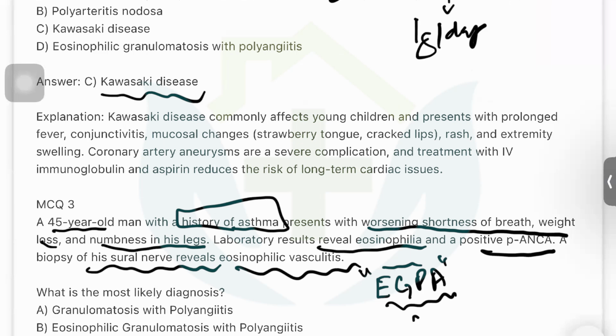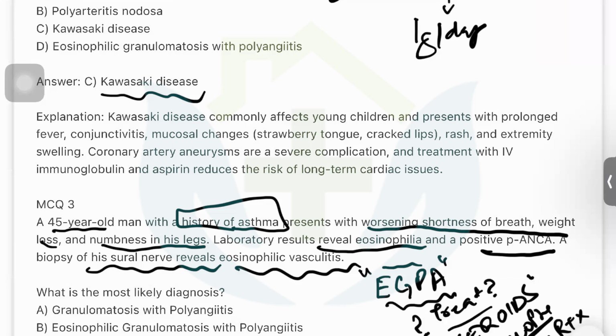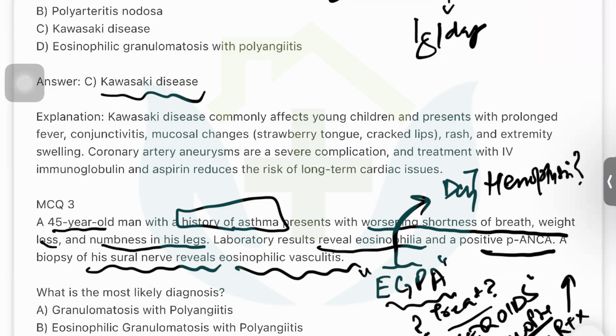So how will you treat? Steroids. So we will give steroids followed by cyclophosphamide. If that doesn't work, then CD20 inhibition, that is rituximab. And if that also doesn't work and the patient on day 7 starts to have hemoptysis, then the answer is plasmapheresis.